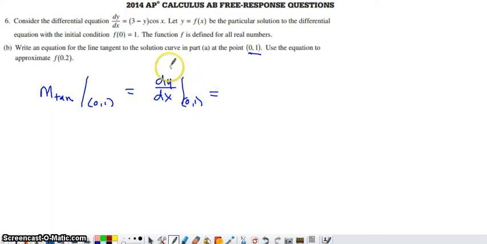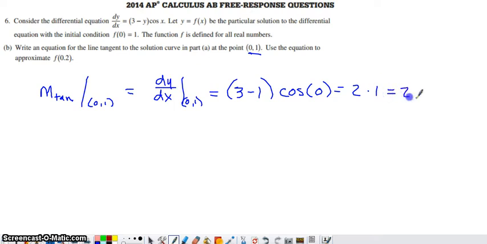So this is going to be pretty simple to do. The derivative depends on x and y here, so we're going to put 1 in place of y, right? We're evaluating the derivative at (0, 1). We're going to put 0 in place of x. And if we think about what this simplifies to, 3 minus 1 is obviously 2, and then cosine of 0 is 1. So the slope of our tangent line is 2.